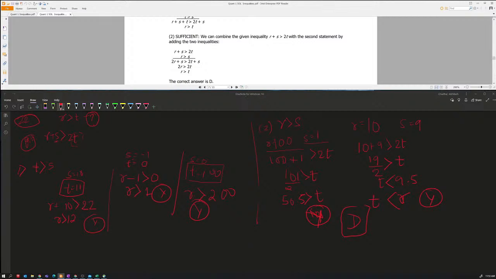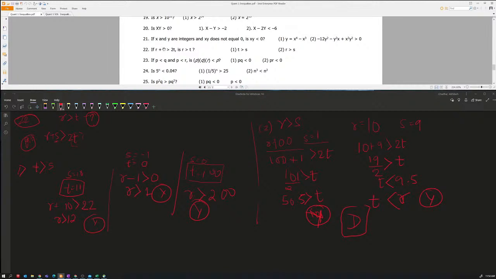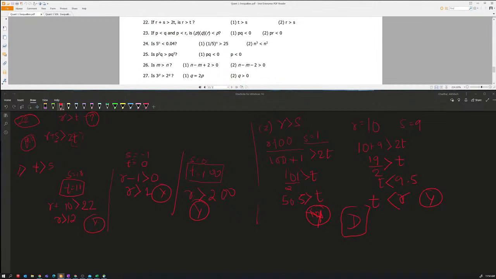Okay, so we did it by substitution. They did it by algebra. Sometimes algebra is fast, sometimes substitution is fast. This time substitution was a little slow, but yeah, we got the answer.